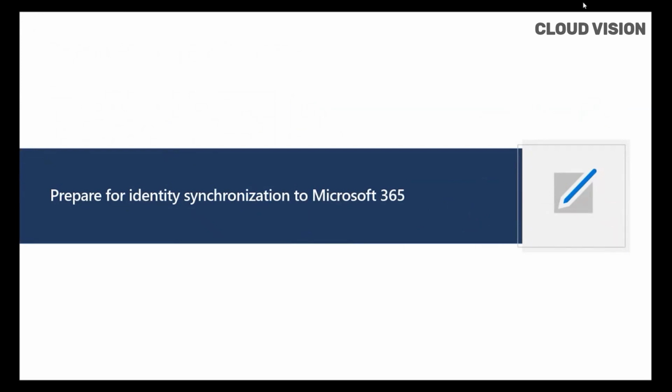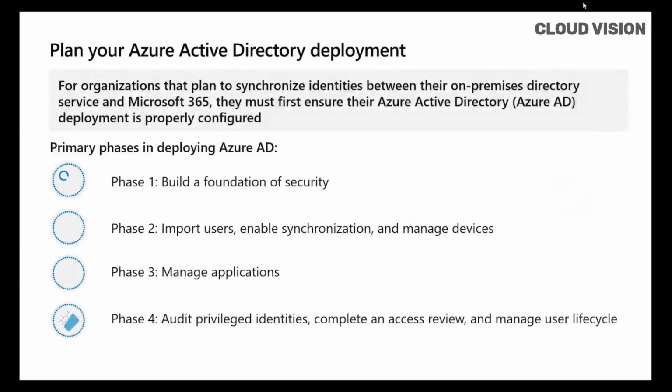Right. So now that we have understood how identity synchronization works and what the different configurations are, let's understand how an organization prepares for identity synchronization. For an organization that wants to have this hybrid identity model, they must first ensure that their Azure Active Directory deployment is properly configured. That means building a foundation of security.